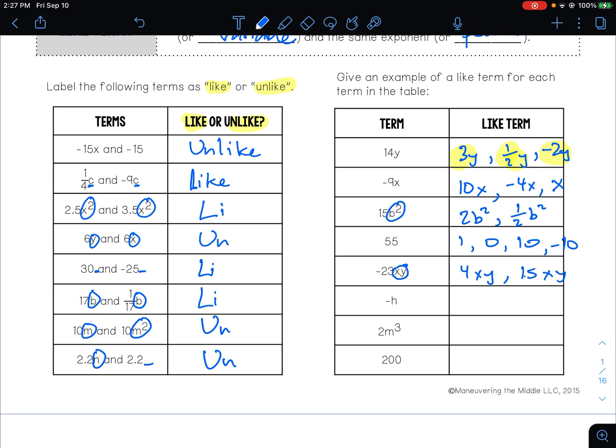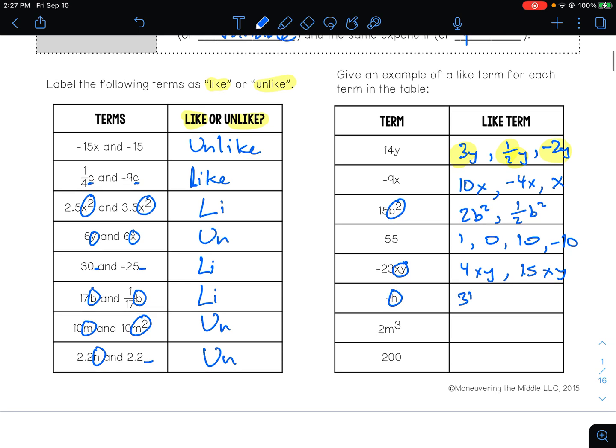How about 1.5xy? Those all work. Negative h, again, it's the h we want to be similar to. So how about 3h, or regular h, or 4h? All right, m to the third, 2m to the third power. M to the third power is what we need to match. So how about 4m to the third? How about negative 2m to the third? And finally, 200. 200 is a constant, so 5 would be good. 1 would be good. 1/2 would be good. 0.97 would be good. Those all work.